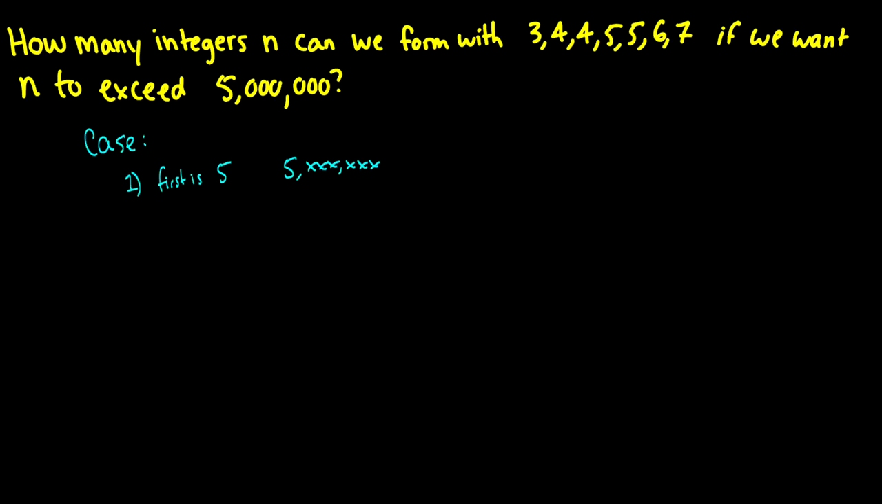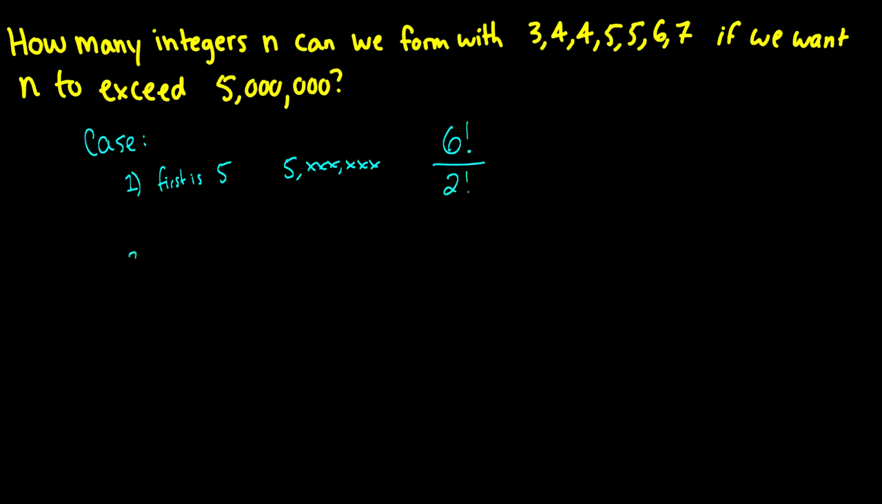And because our first number is a 5, it doesn't matter what the order of the other 6 numbers are, because it's going to exceed 5 million. So there's going to be 6 ways, or 6 factorial ways, of arranging the rest. But we do have to account for duplicate numbers. So for instance, the number 4 is in there twice, so we have to divide by 2 factorial. And that is the only duplicate number in there. So the first case is 6 factorial over 2 factorial. I'm not going to shorten that.